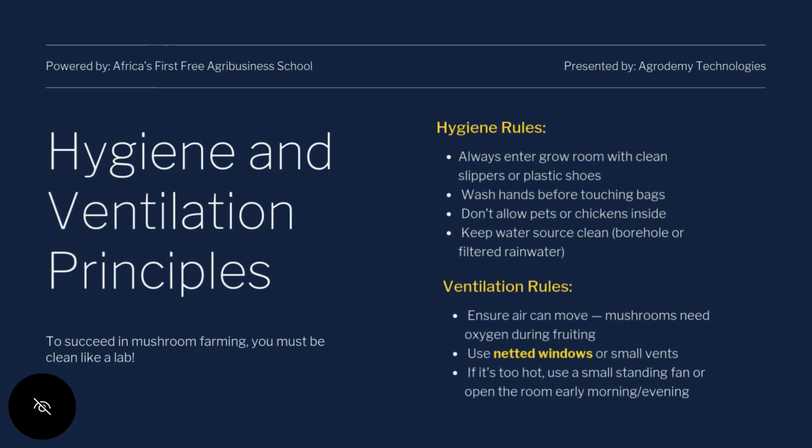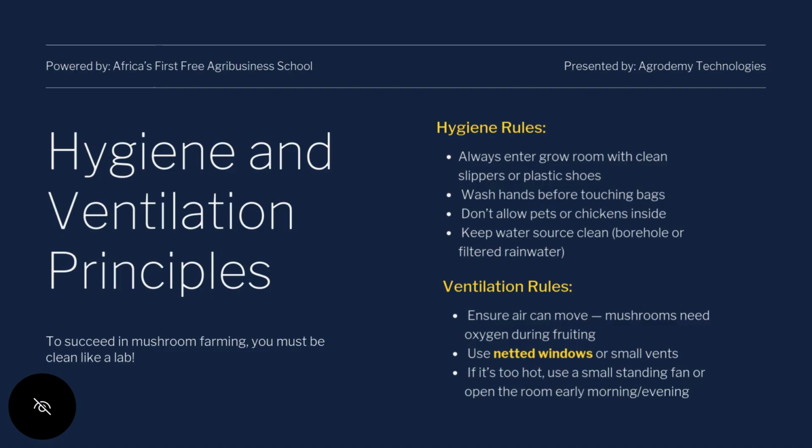Then the next thing we want to talk about is ventilation and hygiene principles. So to succeed in mushroom farming, you must be clean like a lab. What is a lab? A lab is where people go to do scientific tests, right? What are the few hygiene rules you need to know? So think about, always enter your grow room with clean slippers and plastic shoes to avoid contamination.